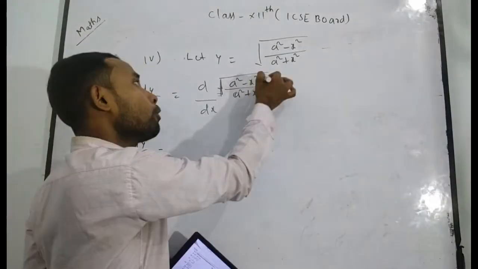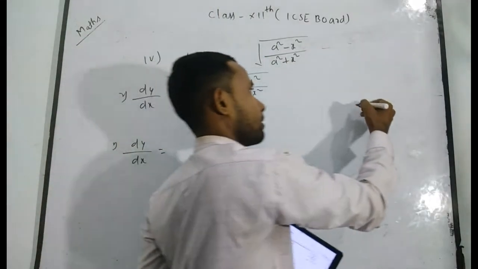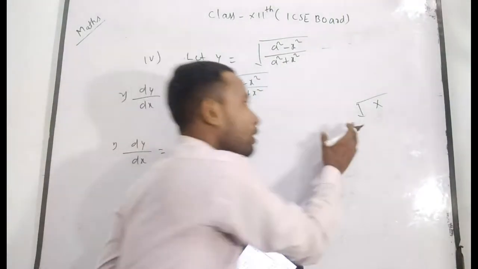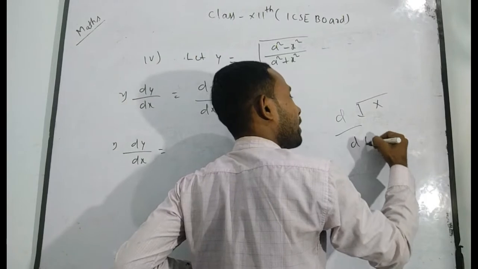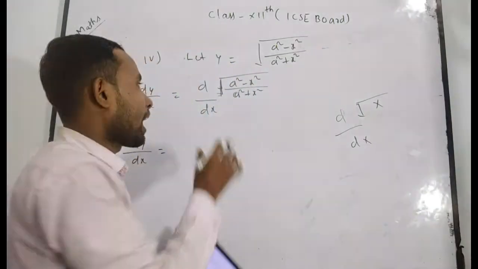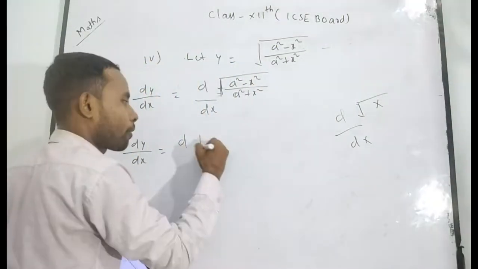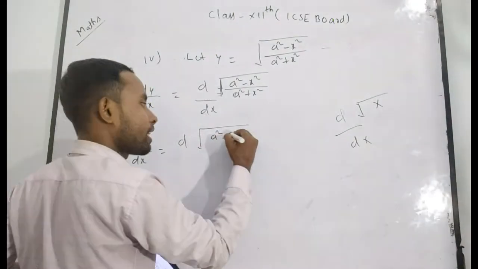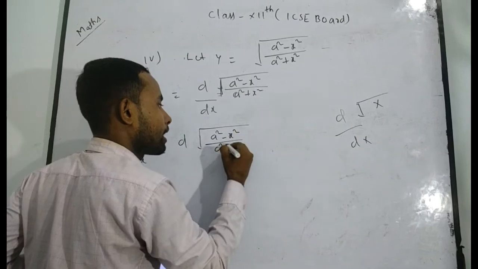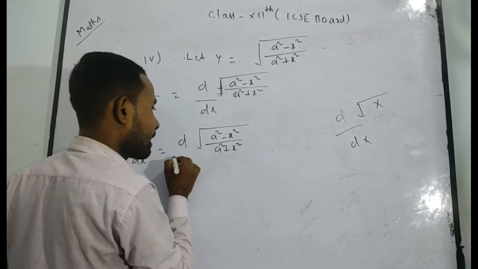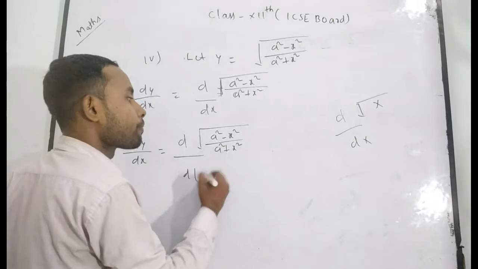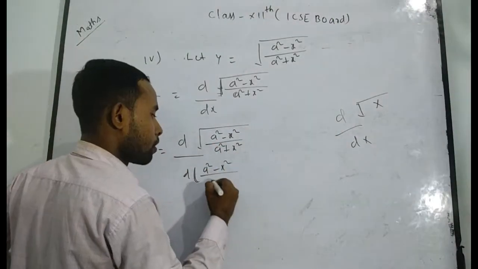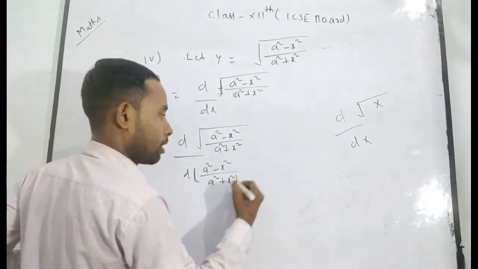In root, suppose that this is capital X again. In that case, it will be root under X. As you know, root under X is only differentiated with respect to X. So I want to tell you again. First of all, write here the derivative of root under (a square minus x square upon a square plus x square) with respect to which term? Same term. That means a square minus x square upon a square plus x square, only remove the root.